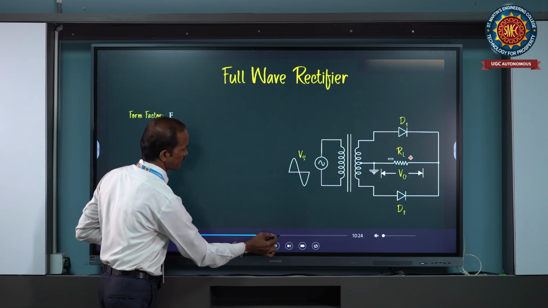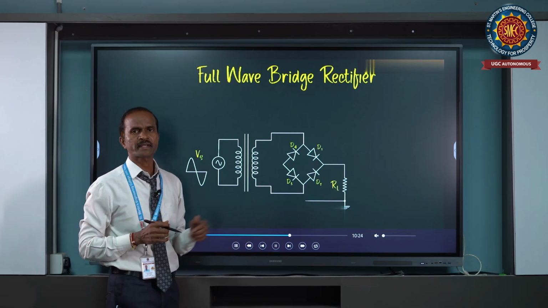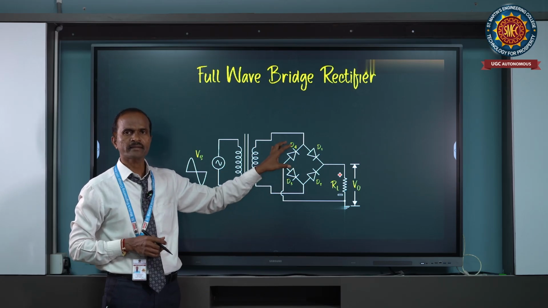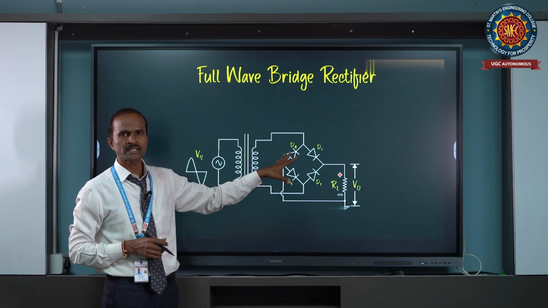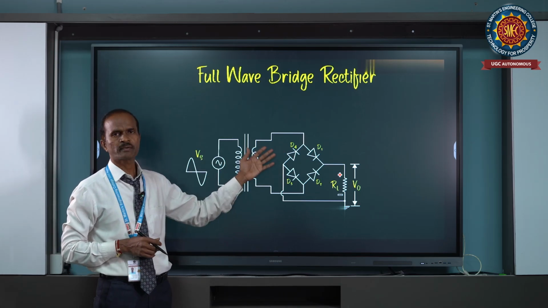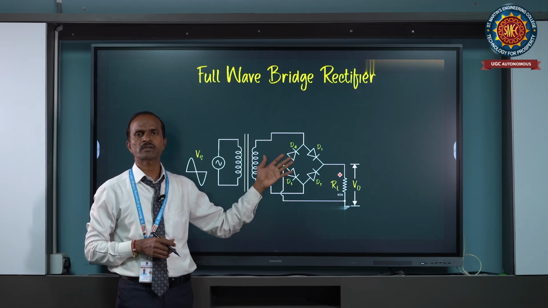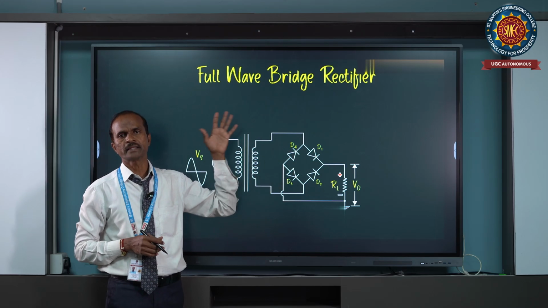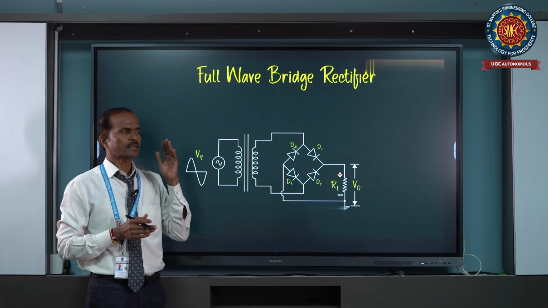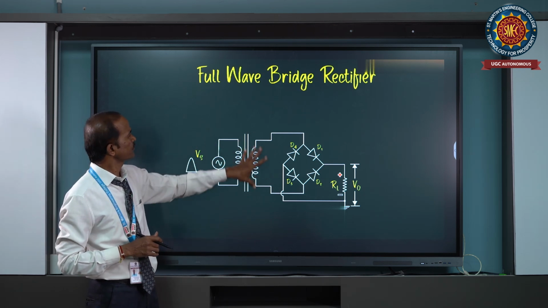Similarly, this is the bridge type rectifier, because all the diodes are constructed like a bridge, that's why it is called a bridge rectifier. The efficiency of the full wave bridge rectifier and the efficiency of the center tap transformer rectifier are both the same, that is 81.2%. Meaning, the ability to convert AC power into DC power is 81.2% only. Now this is the full wave bridge rectifier.